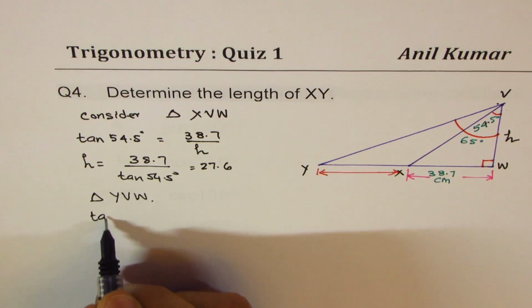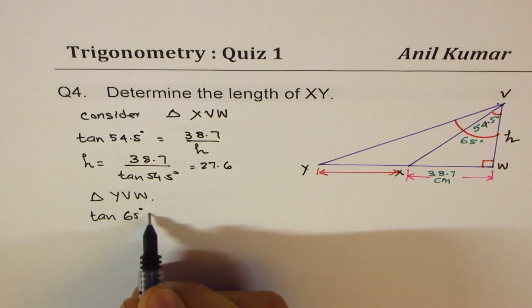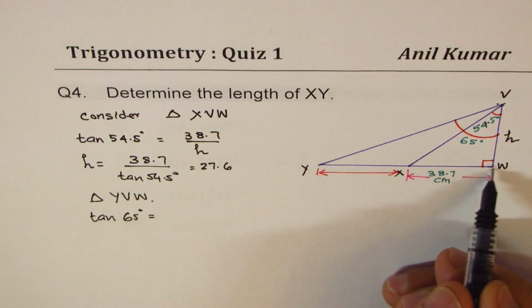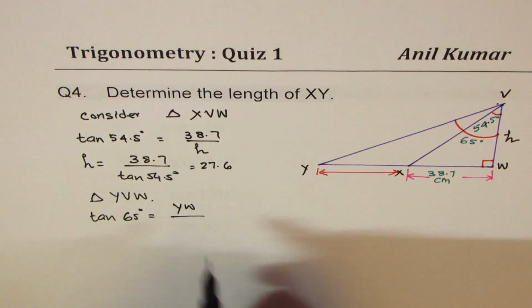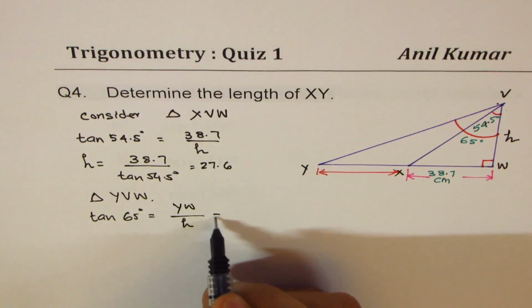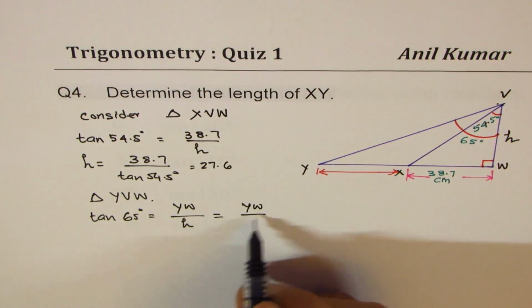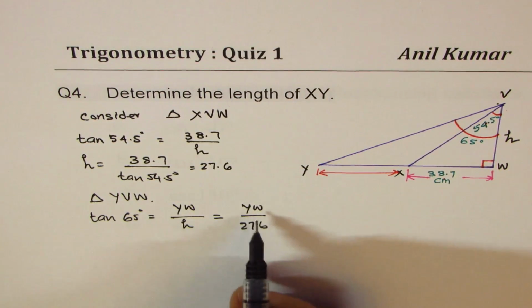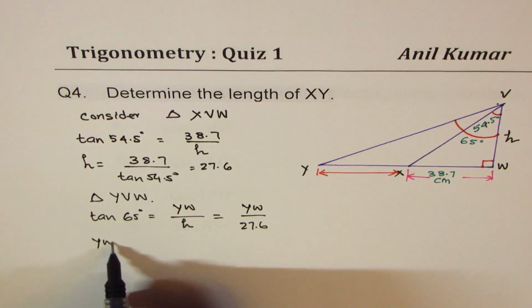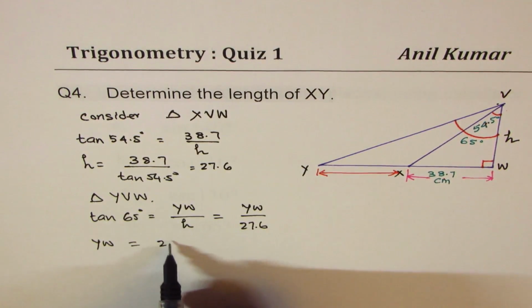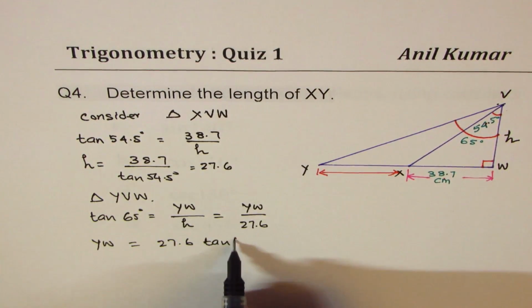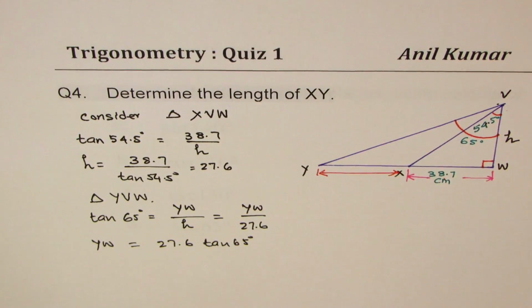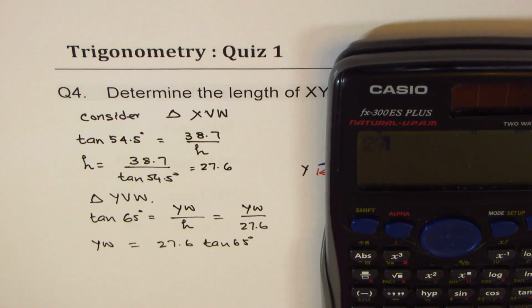So we say tan of 65 degrees is equal to the side YW divided by height h. And we have to find YW this time, but height is known to us as 27.6. So let's recalculate and find what YW is by cross multiplication. So we get 27.6 times tan of 65 degrees, correct?